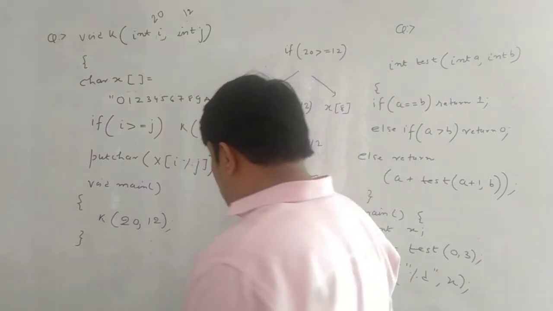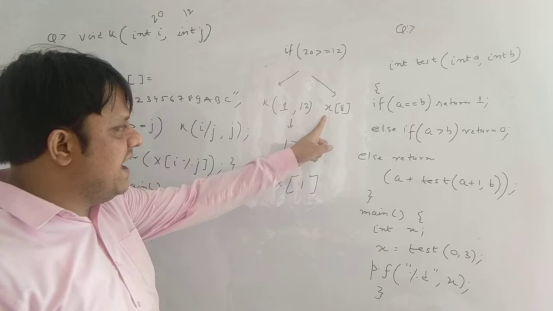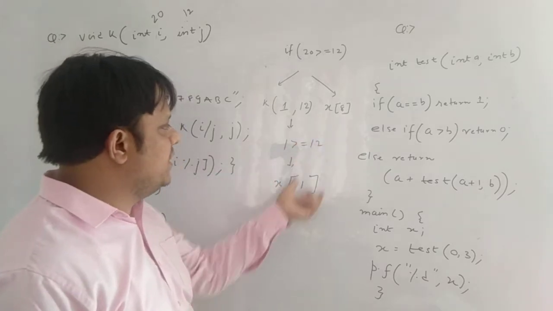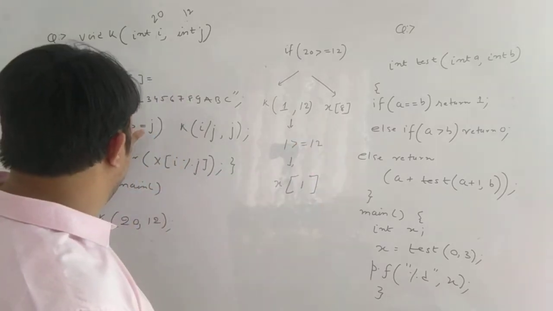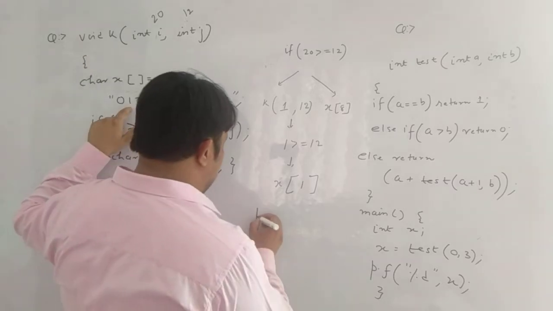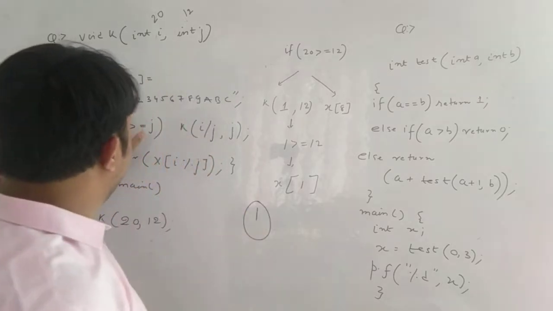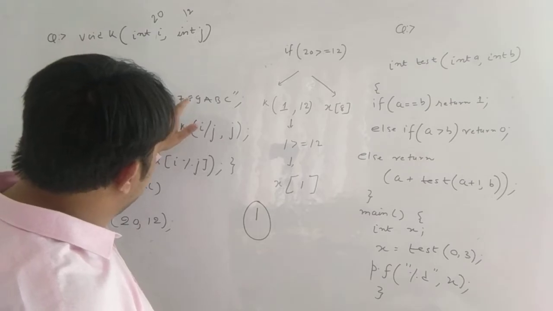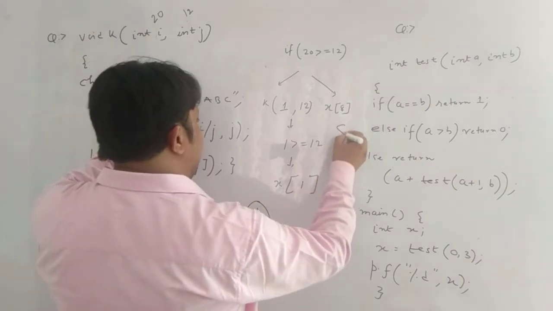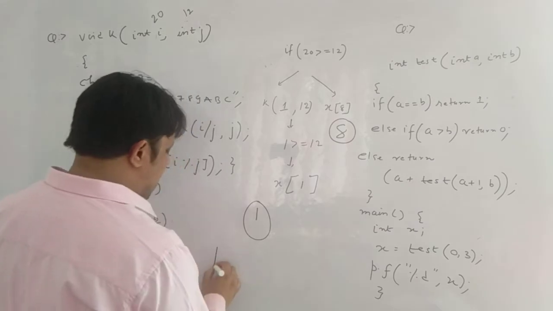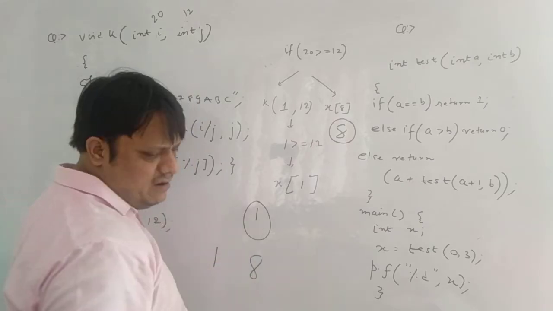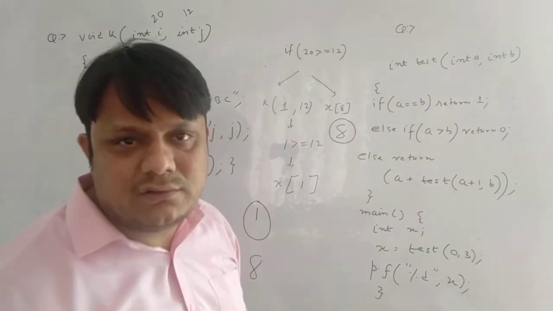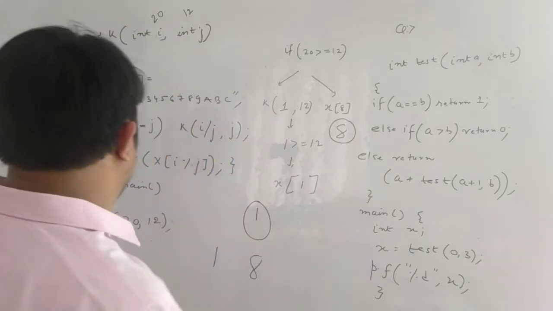So now, what was printed first? Not x8 first; first x1 is printed and then x8. The value of x1 is, counting x0, x1, so first it will print 1, and for x8, counting x0, x1, x2, x3, x4, x5, x6, x7, x8, x8 is 8. So the answer is 1 and 8, right? Good question. Now moving on to the next question.